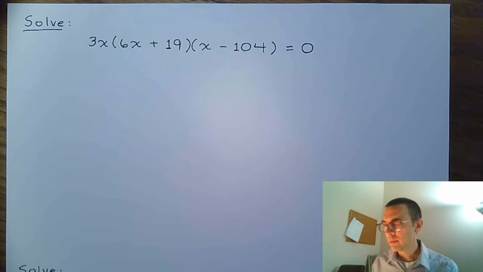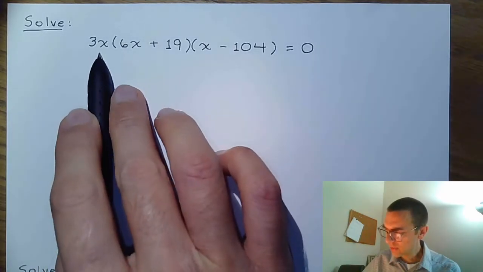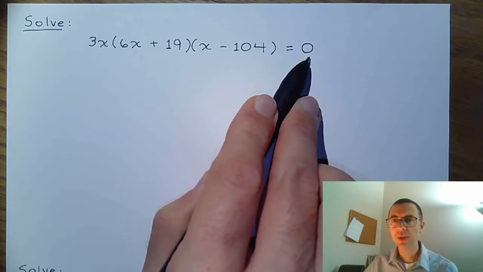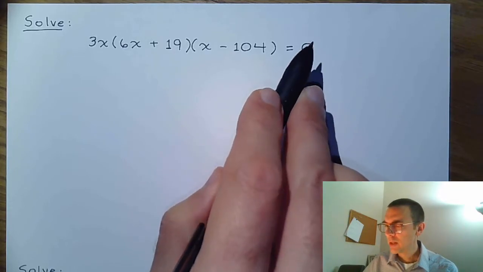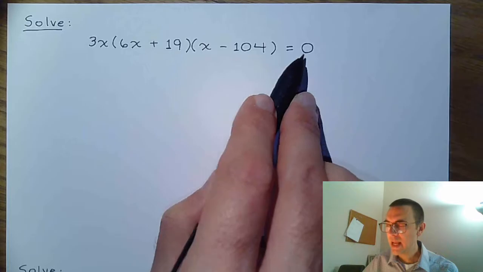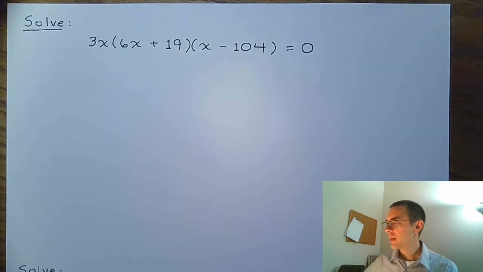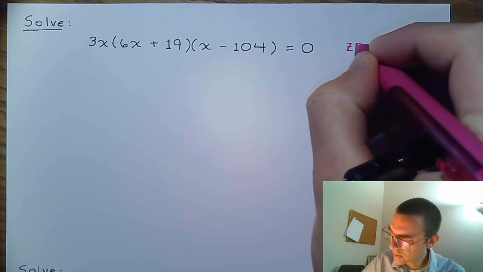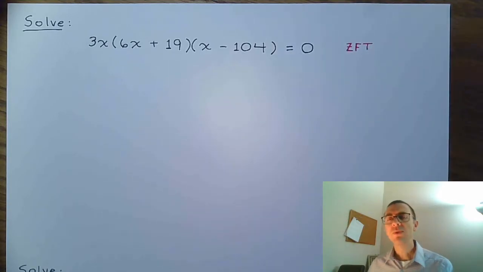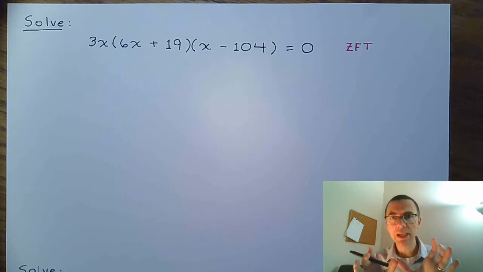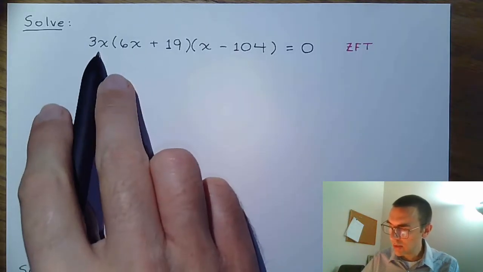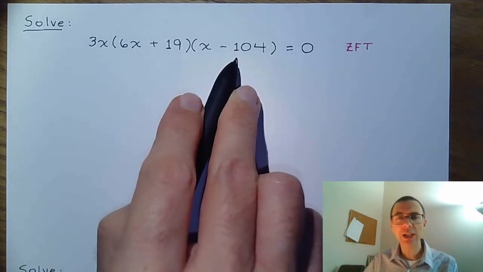And I don't see that. I have a bunch of stuff that's connected together through multiplication, and then I have 0 on the other side. Well, since I have 0 on the other side and everything is factored, this is a prime example for using the zero factor theorem. So the zero factor theorem says if you've got a bunch of stuff that's multiplied together and it equals 0, that means that one of these guys has to be 0.